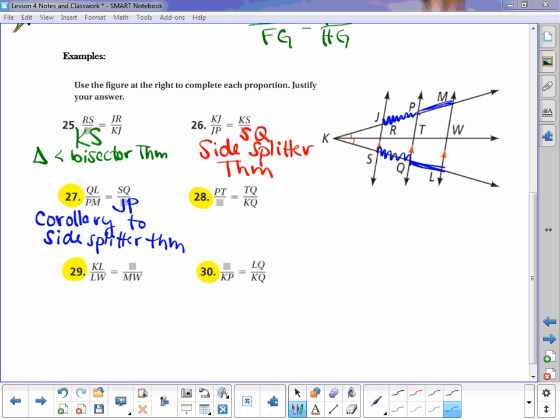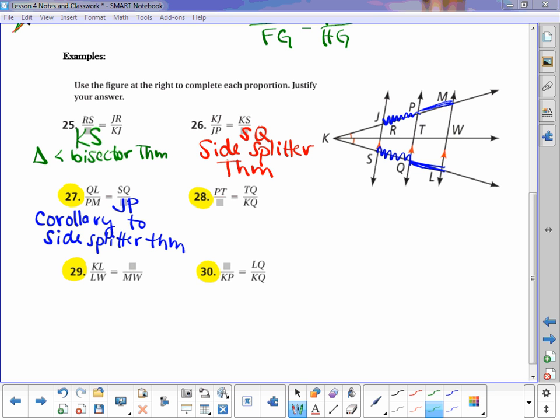Now notice again, this does not complete that entire triangle. It is just the chunks in between the parallel lines. What does corollary mean? A corollary is a follow-through from a theorem. It's kind of like theorem and then a conclusion that follows from that, or like part two. Can we say SS theorem? Nope, side splitter theorem.